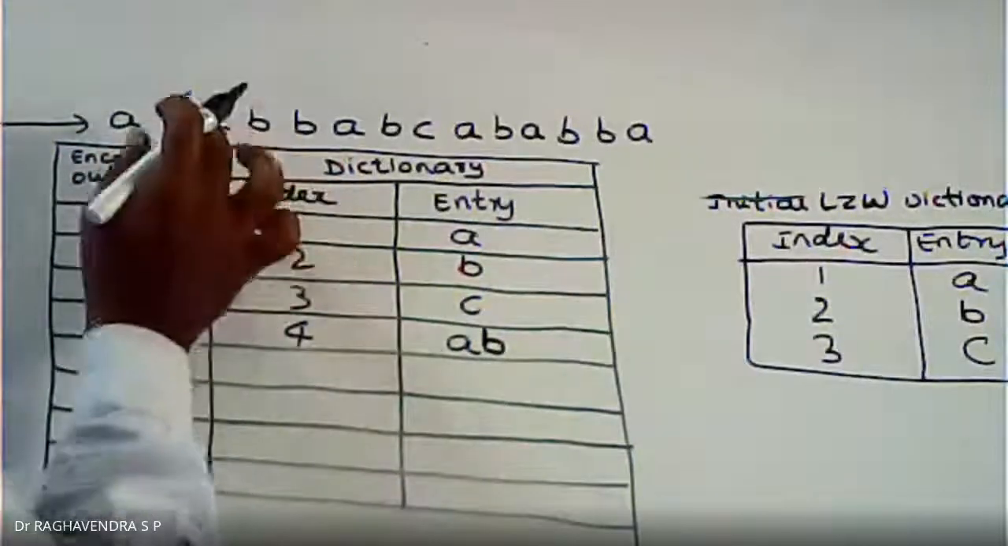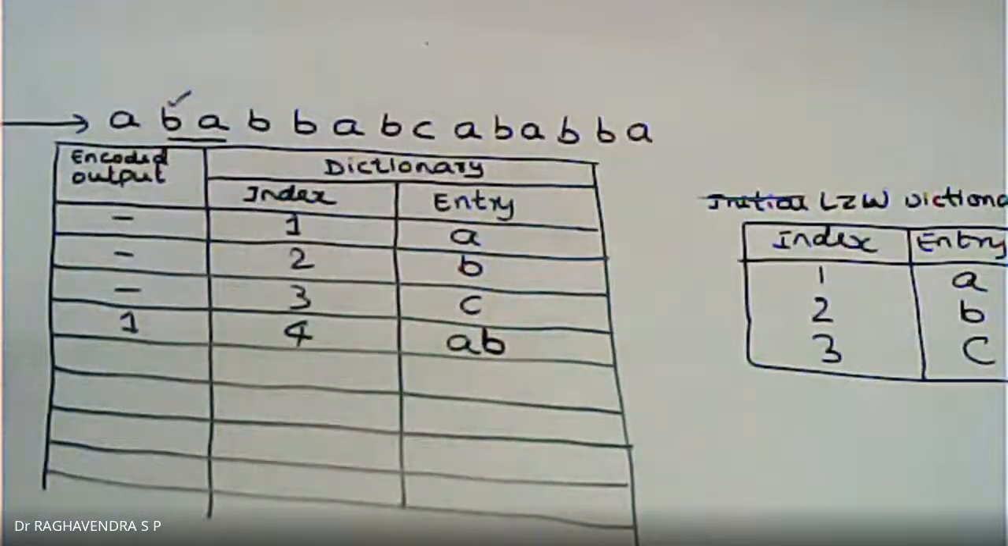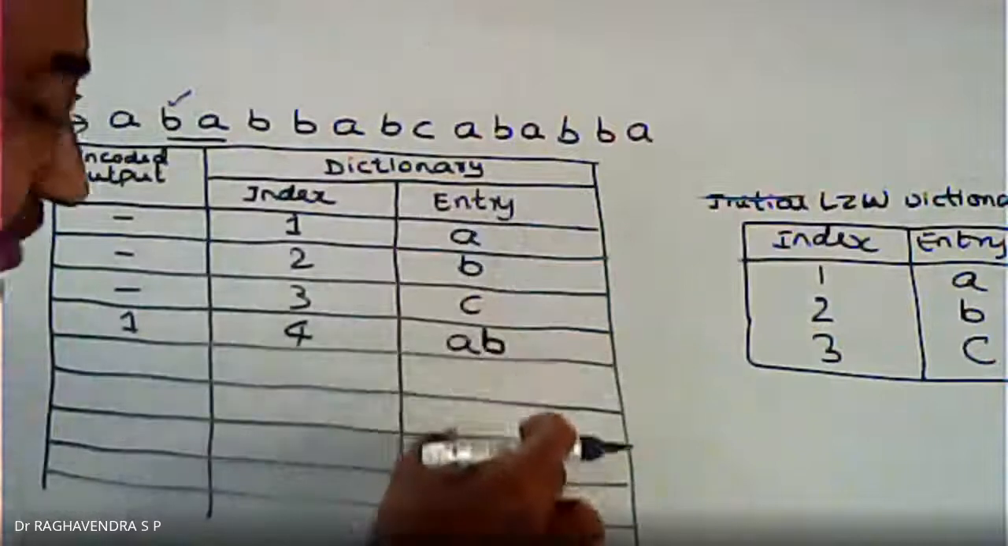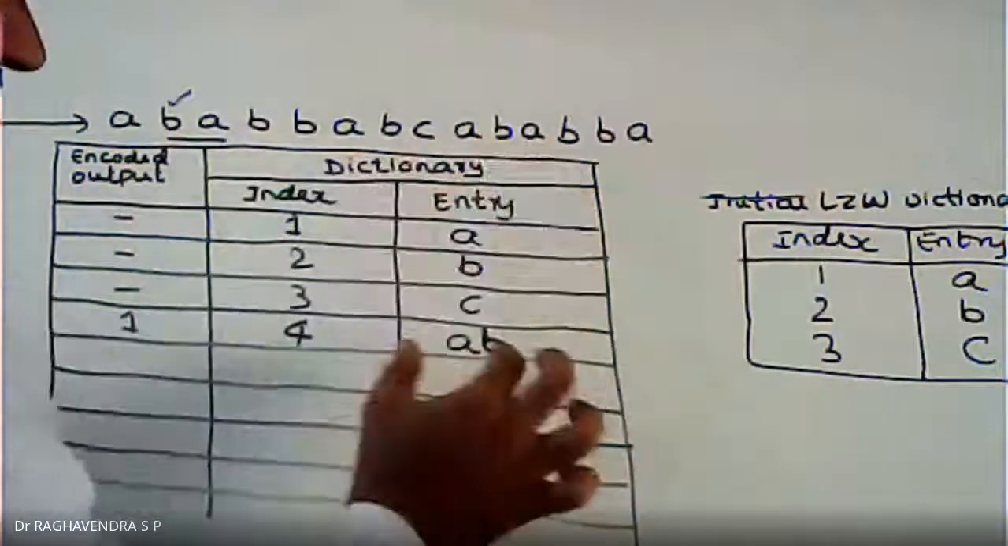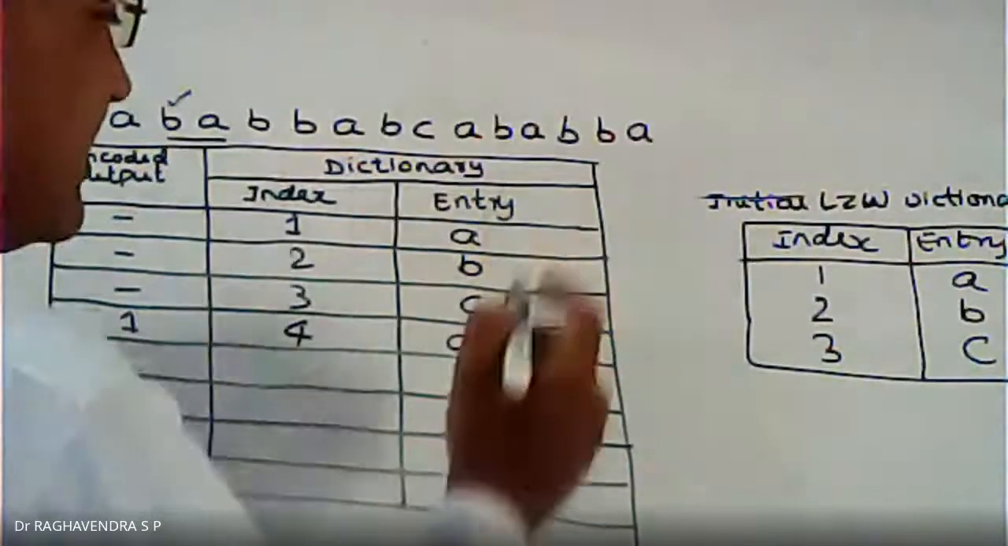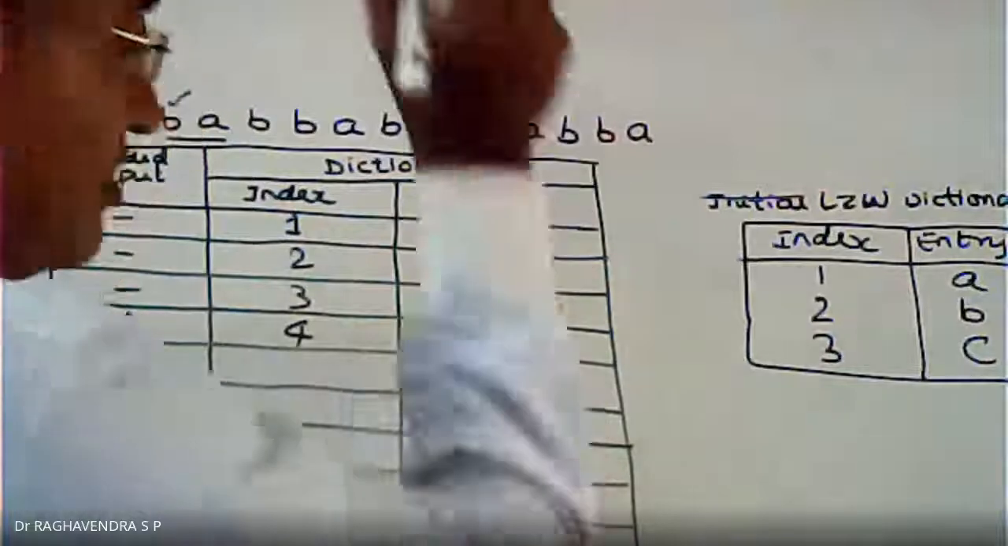Now you take BA. Whether BA is already present in the entry table, yes or no? Students, I am asking you something. Whether BA is already present in the entry, yes or no? No. So it means I can insert that into that entry table.